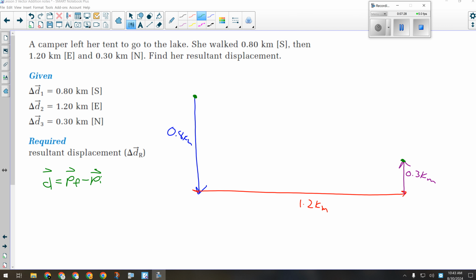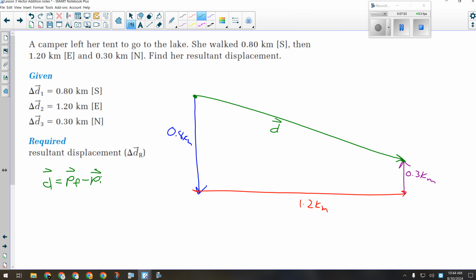So is my displacement supposed to be a line directly between my initial and final positions? Okay, so I just get to play connect the dots, right? Okay, I mean, that's what it comes down to at the end. Okay, this line here is her change in position or displacement.